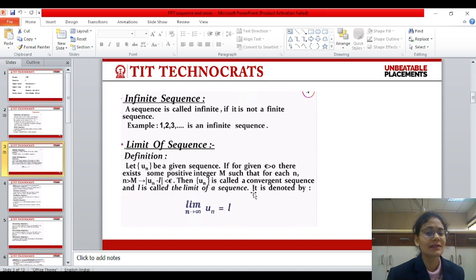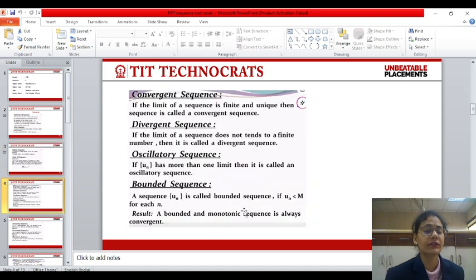Then this l is known as the limit of a sequence. You can read here: let un be a given sequence. If for given epsilon greater than 0 there exists some positive integer m such that for each n greater than m, that means n is a bigger number which approaches infinity, the difference between un and l is less than epsilon, then un is called a convergent sequence and l is called the limit of the sequence. It is denoted by simply this function: limit n tends to infinity of un equals l.